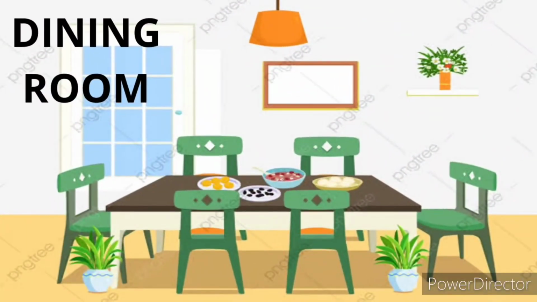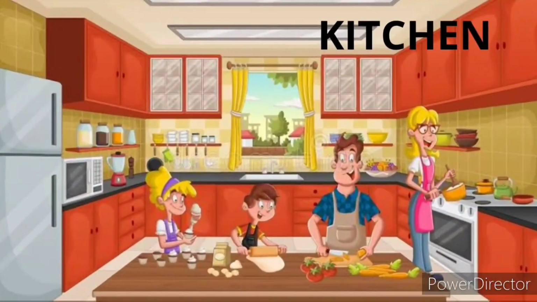The dining room is a room in a house with chairs and a center table where meals are eaten. Another room in the house is the dining room, and that's where meals are eaten. Now there's another room in the house where meals are prepared, and that's the kitchen. The kitchen is a room in the house where meals are prepared.